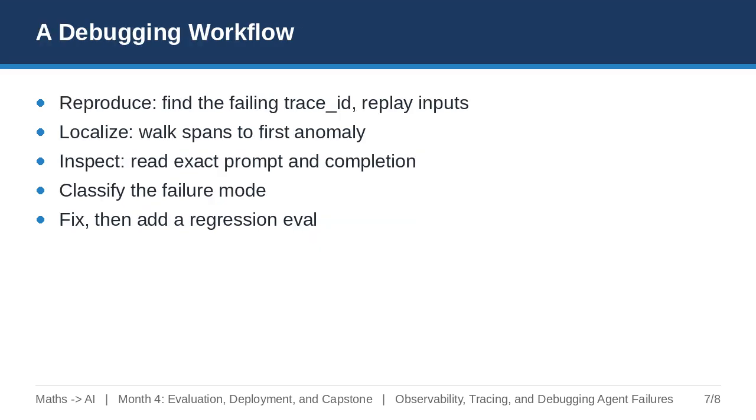Follow a systematic process. Start from the failing trace ID and reproduce it. Walk the span tree to find the first span where behavior diverged from expectation. Read the exact prompt and completion there. Classify the failure, apply a targeted fix, and crucially, add an evaluation case so the bug can't silently return.